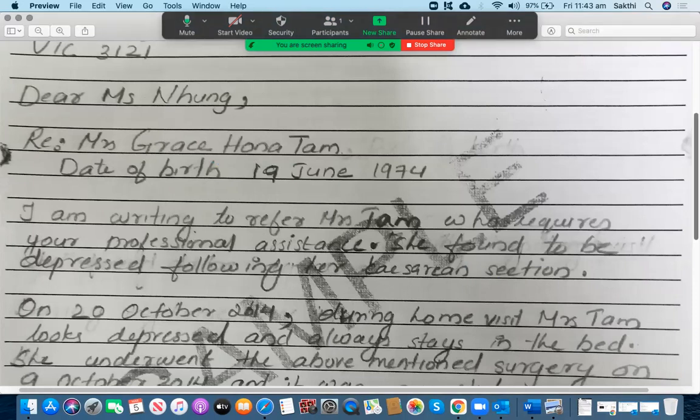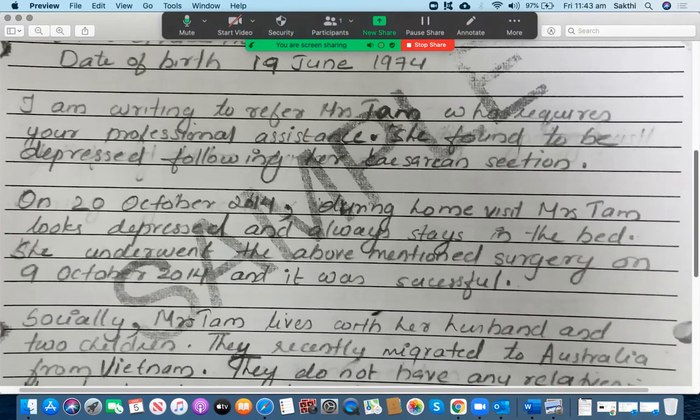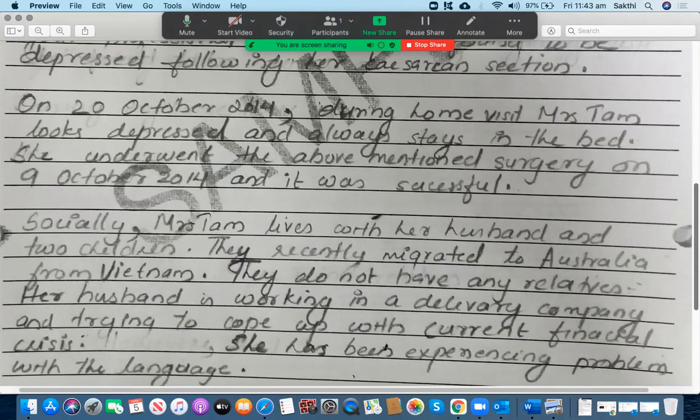And then she has written the introduction paragraph. Let me go through that. I'm writing to refer Mrs. Tam, who requires your professional assistance. She found to be depressed following her cesarean section. Cesarean section. That's good. All right. I'm happy with your introduction paragraph. Let's go to the next one.